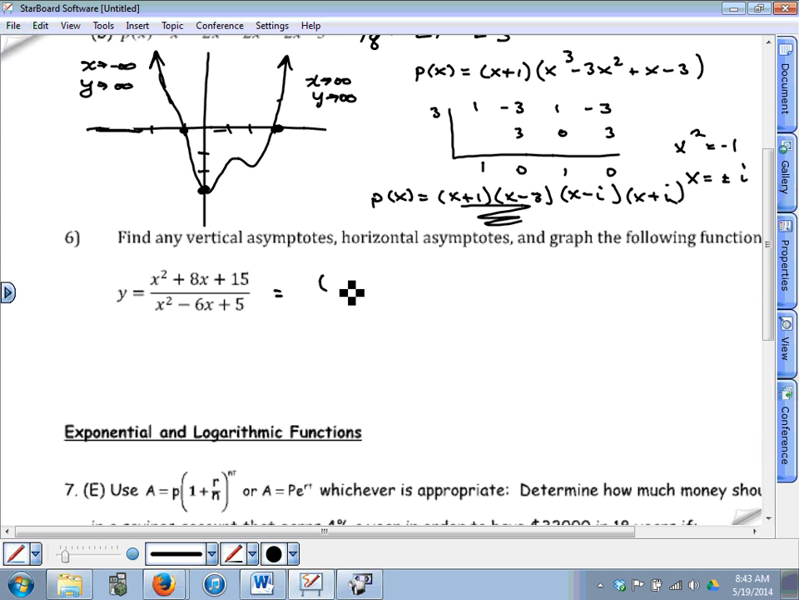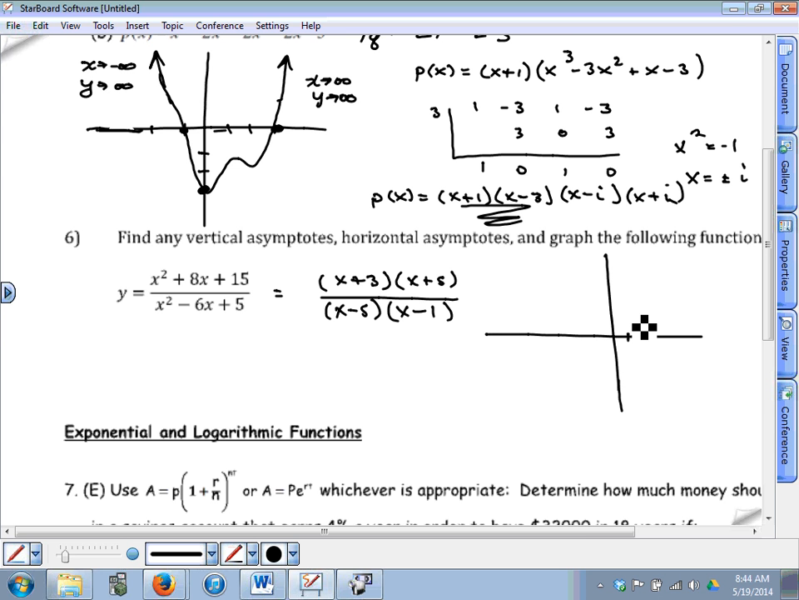This one, I would write it in factored form. x plus 3, x plus 5 over, let's see, does this one factor? x minus 5 and x minus 1. The denominator is where you get what? What do you get from the denominator? The vertical asymptotes. So we have one at positive 1 and one at positive 5. We have vertical asymptotes at 1 and 5.